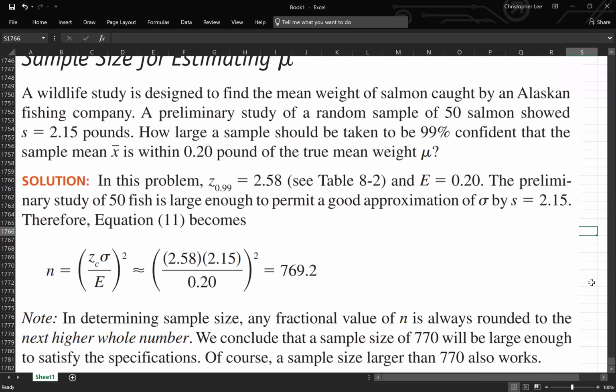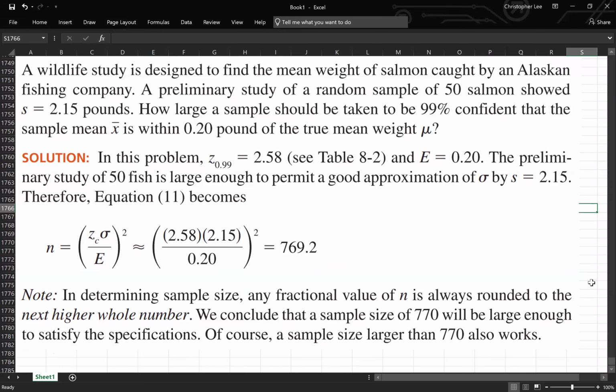We're going to plug in our Z critical, which is 2.58. We have our sample standard deviation, which we got to be 2.15, and we know that our error that we are allowing ourselves is 0.2. When we do the math on that, also you have to square it when you're done, we come out to 767.2. So in determining the sample size, any fractional value of n is always rounded to the next higher whole number. We conclude that a sample size of 770 will be large enough to satisfy the specifications.